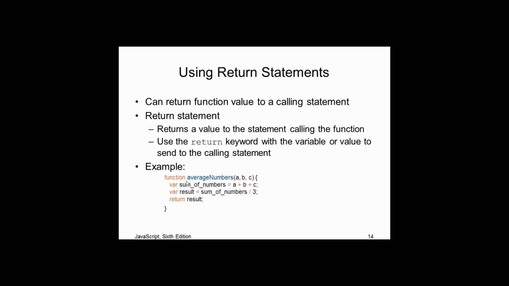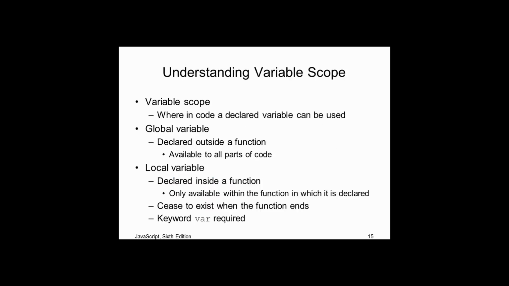In this case here, this function has parameters, so the values get passed into the parameters via the arguments. It then creates a variable to add those parameters together. Has another variable that divides them by 3, and then returns that result to, where does it return it to? Wherever you called that function. That's where it returns it to.